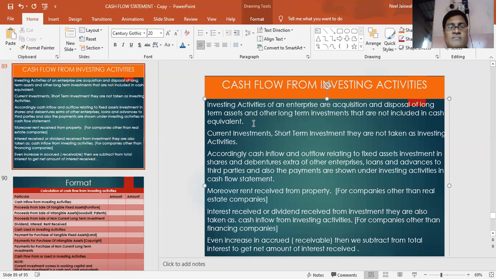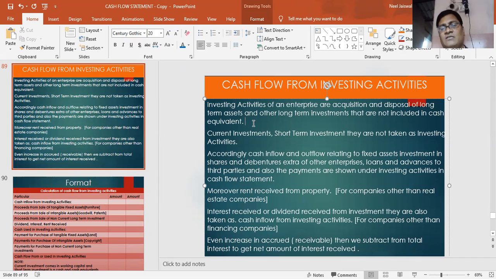Accordingly, cash inflow and outflow relating to fixed assets, investment in shares, debentures in any other companies, or loans and advances done to third parties, and also the payments which are shown under investing activities in the cash flow statement. So any payment or receipt which is related with fixed assets or with investment will only come in investing activities.